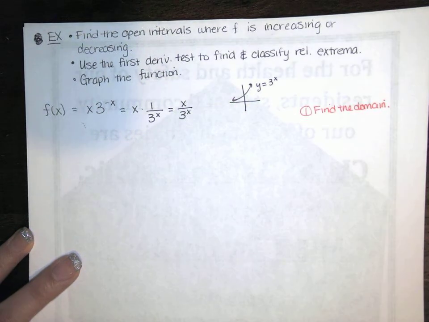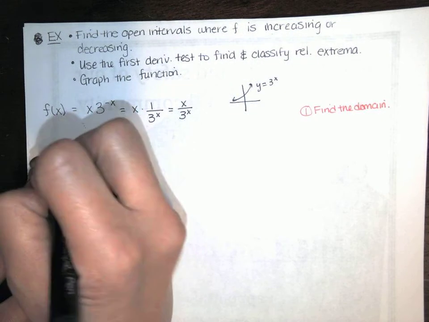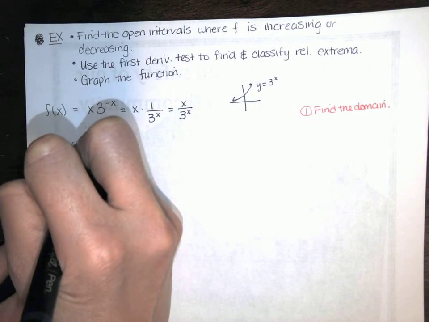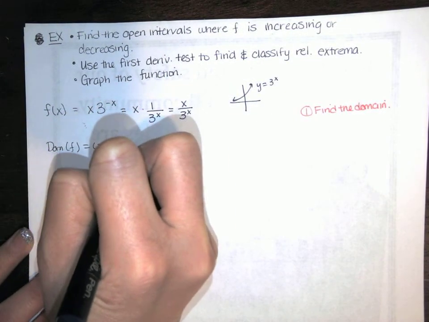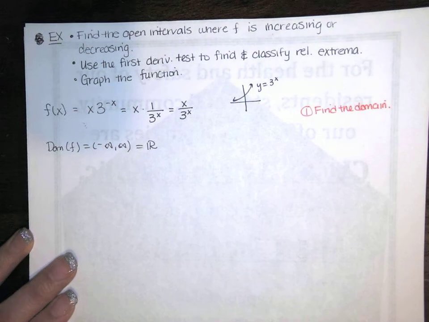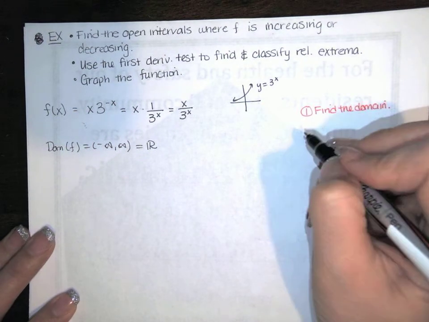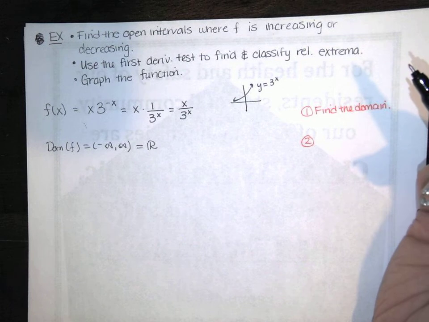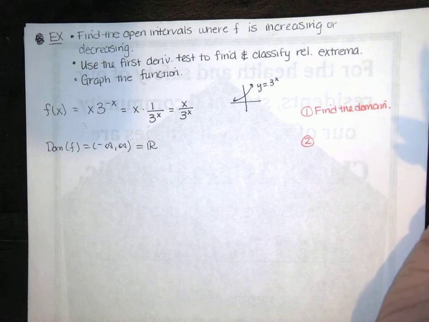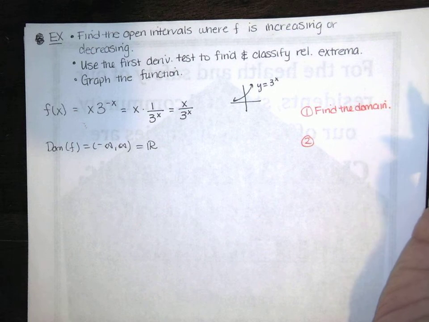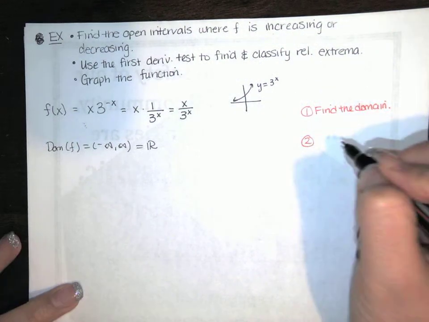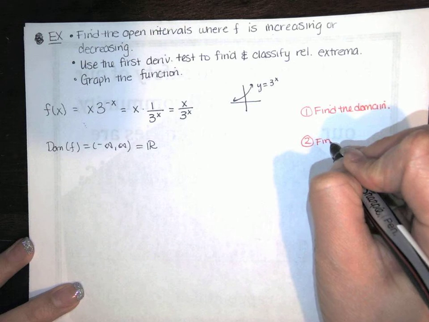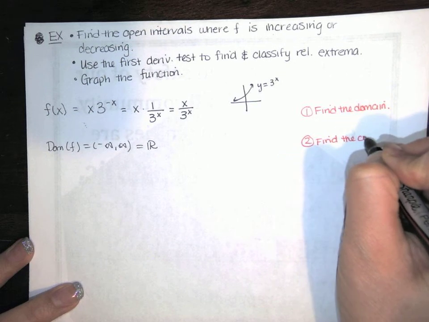There are no even roots, and there are no logarithms. So the domain is all real numbers. You can write it like that, or you can write it like that. Then after you find the domain, in order to find these intervals where the function's increasing or decreasing, we need to find the endpoints of those intervals where f prime is positive or negative. So we need to find out where f prime is equal to 0 or where f prime is undefined. So those are the critical points. So after finding the domain, we find the critical points of the function.